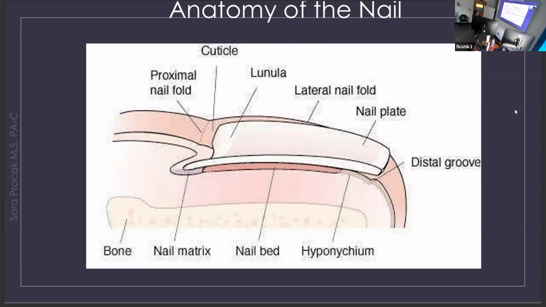The nail bed is an extension of the epidermis. And then you have your hyponychium. The hyponychium is basically the skin underneath your nail plate at the very end, where it attaches. Sometimes you rip that and it hurts pretty badly. That's your hyponychium that you've damaged.